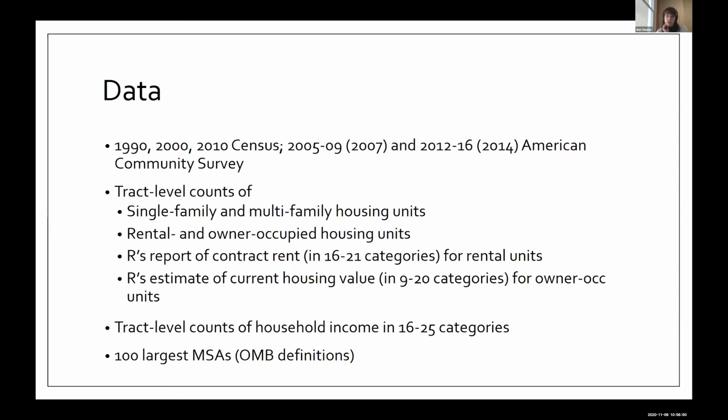So my data for measuring both housing and income segregation come from the census and the American Community Survey. And these data sets provide tract level counts of housing units in either single or multifamily buildings or rental or owner occupied units. Respondents also report how much they're paying in contract rent and also their home value, and these are reported categorically. Like, if you're living somewhere where you can pay less than $250 in rent, God bless you, and then $250 to $500, $500 to $750, categories like that. The census and ACS also provide tract level counts of household income, which I use to estimate income segregation. And again, I'm just focusing on large metros today.